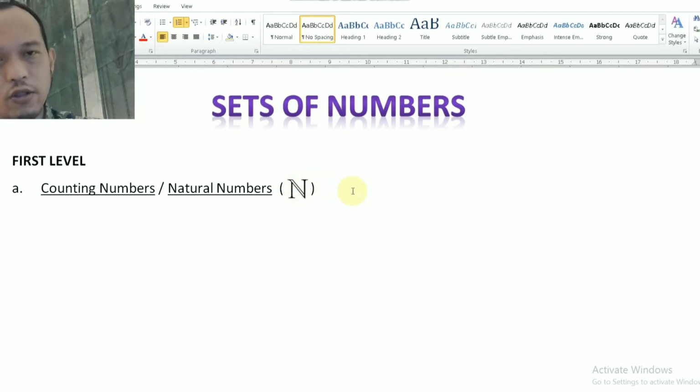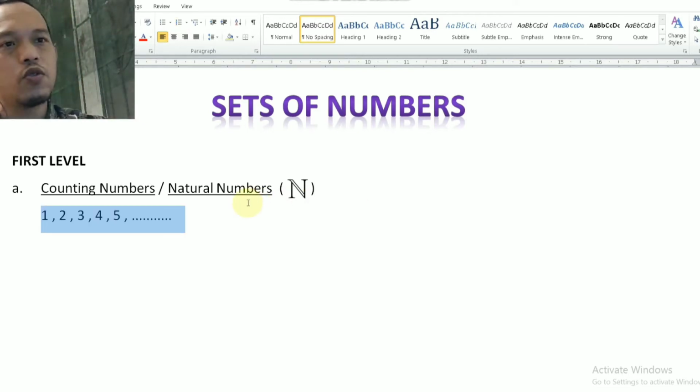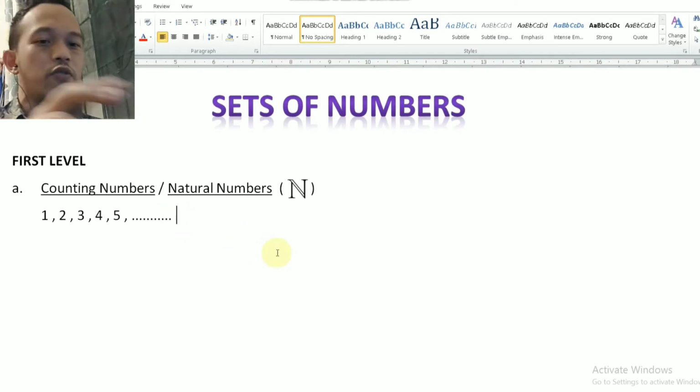Why do we call it counting numbers? People believe that the origin story of numbers, that we discovered numbers, is because of the need to count. So counting numbers begin with 1, 2, 3, 4, and so forth. It does not begin with 0, since if we have 0, we don't need to count, right? So it's 1, 2, 3, and so forth.